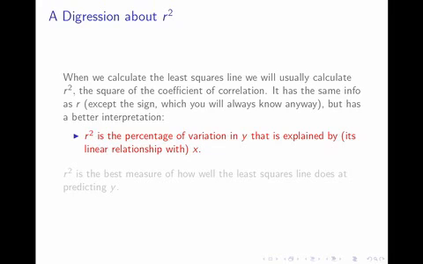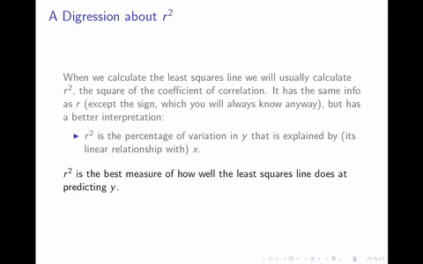That's kind of a complicated thing. Before I go on, I should say that r squared is the best measure of how well the least squares line does at predicting y. Let me give you an example. If you're trying to predict y, people's GPA, using x, their IQ.